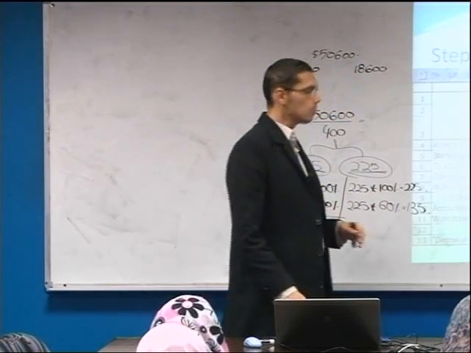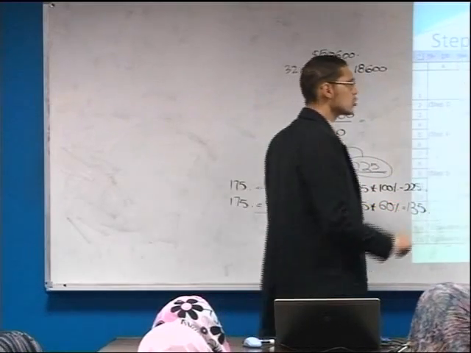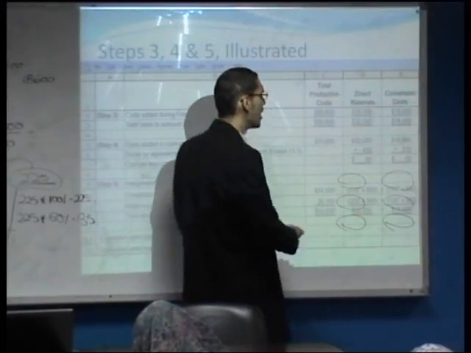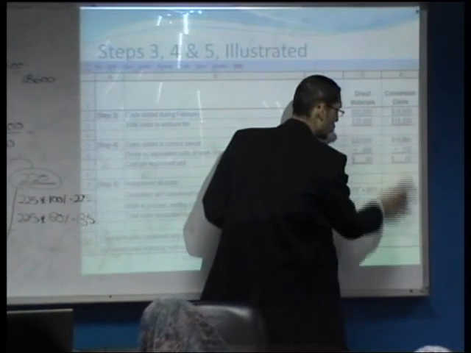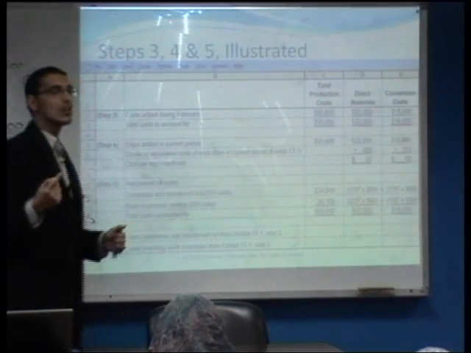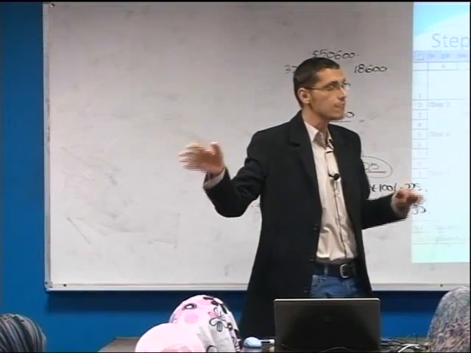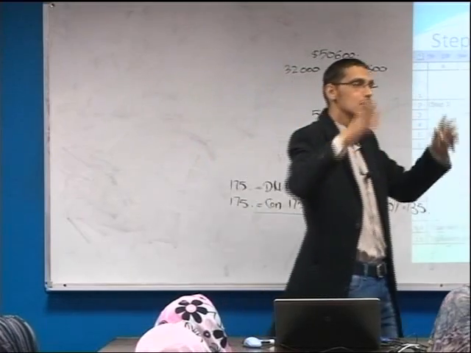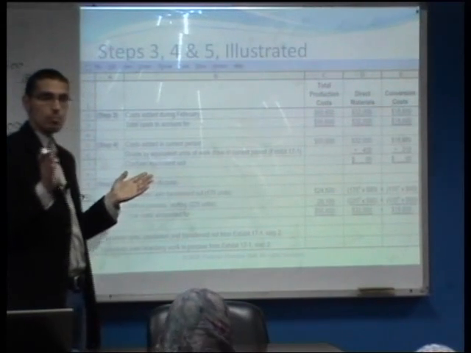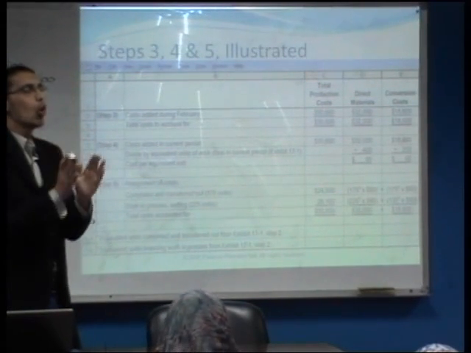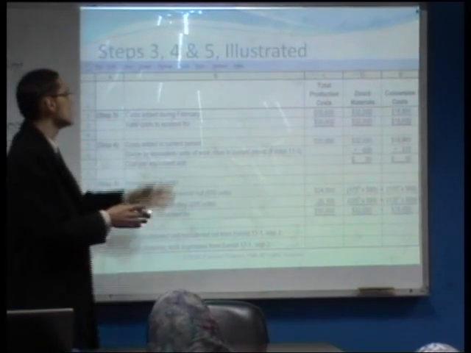Now let us go to step number 3, 4, and 5. Of course, we said step number 3, we need to summarize the cost to account for, correct? Of course, in this scenario, the only cost to account for is the cost that were incurred in February, because we do not have any beginning inventory. If we had any beginning inventory, it would be added up in this step. But because we do not have any beginning work in process inventory, all the costs to account for are the costs that are incurred within this period, which is February.